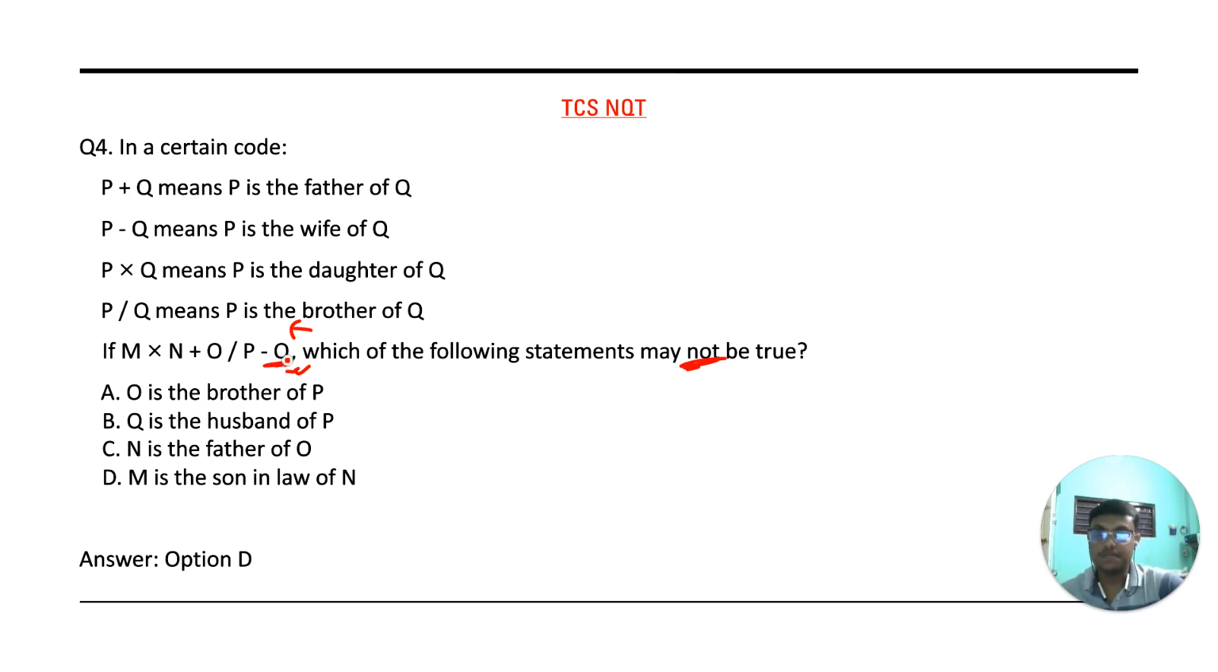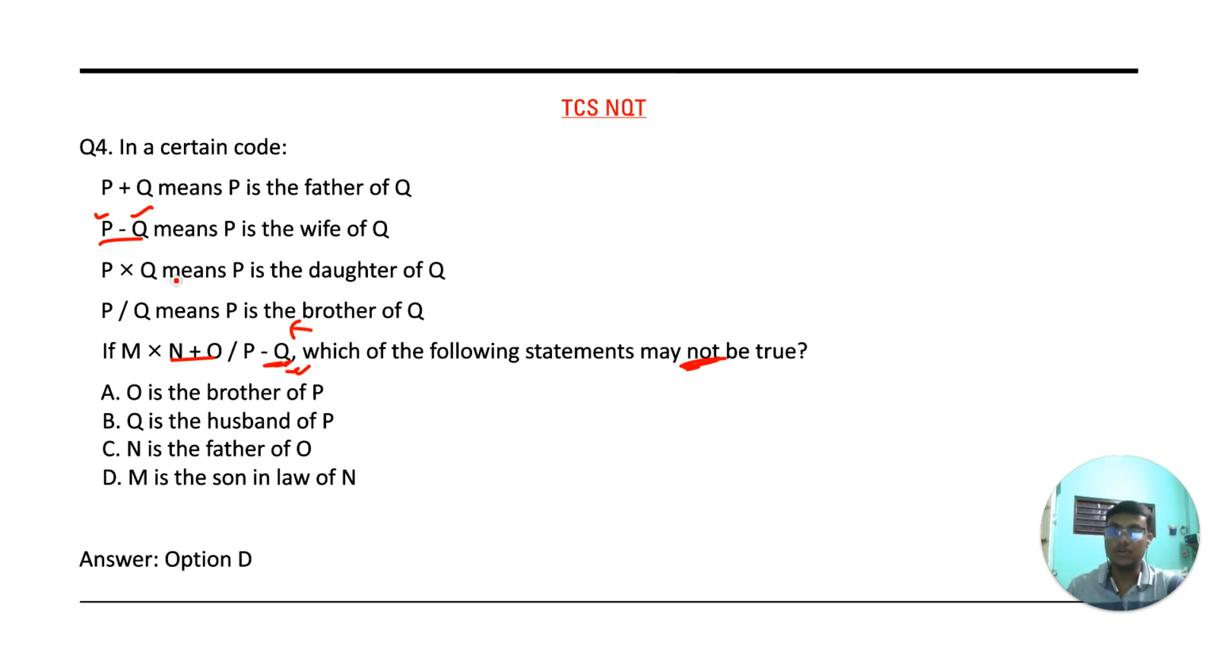So the first thing is P minus Q. I prefer reading it like this, P minus Q. So I would be taking this P minus Q and changing these two letters according to the question. Like if I am taking N plus O, I'd be reading it as N is father of O. That helps me solve the questions faster and correctly. I think you should also follow this method.